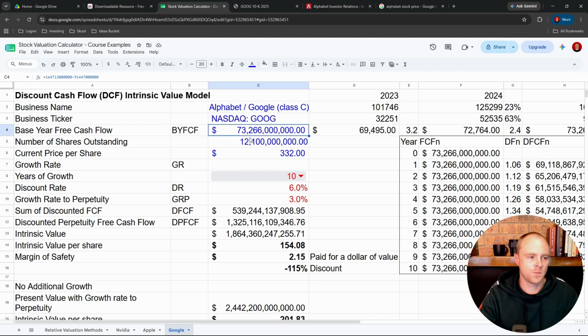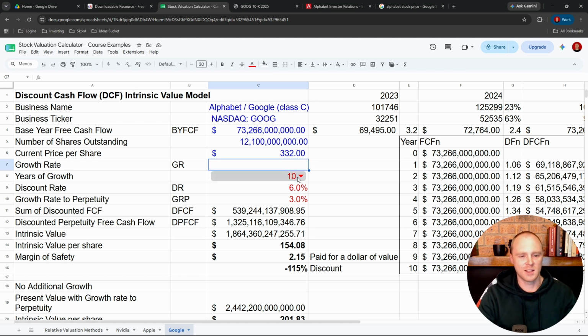Now comes the good part. I've already got that base year cash flow. Let's just grab that net cash flow minus that capital expenditure of 90 billion. We end up with 73. We've got our number of shares outstanding. And then we've got our current price per share, which I just looked up online. It's 332 at the moment. Now I've got to come up with a growth rate and the years of growth so that we're looking forward. So probably we'll just leave it at 10 years.